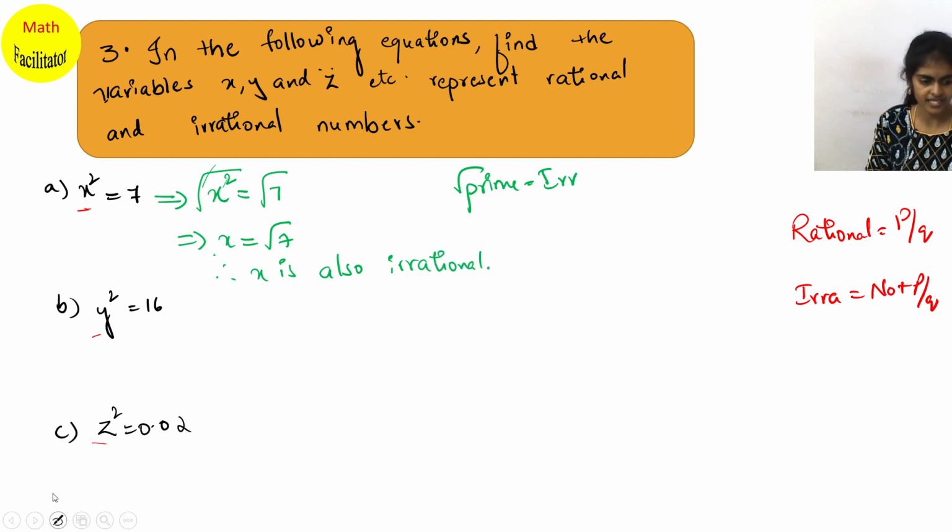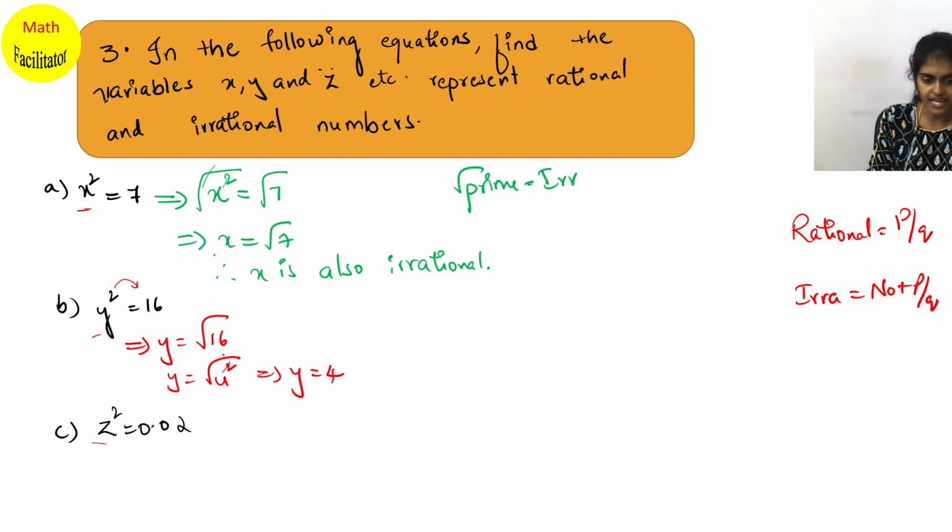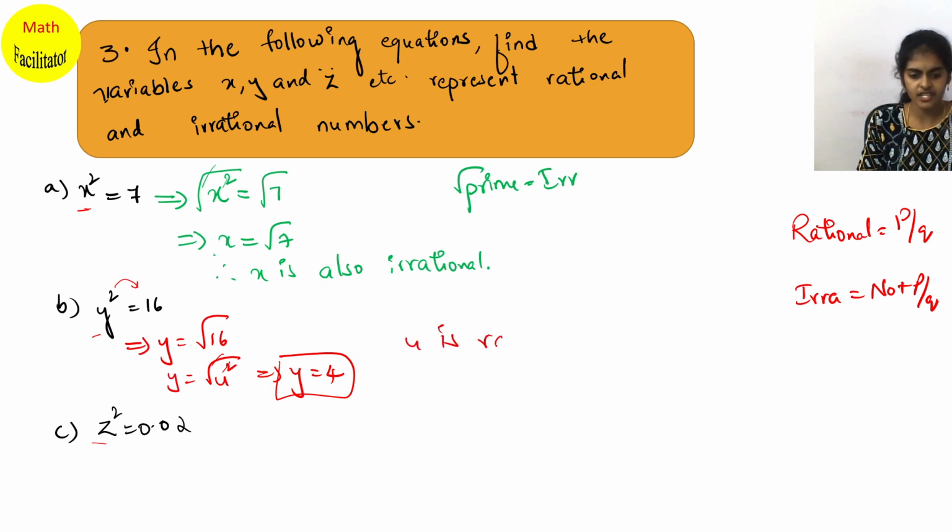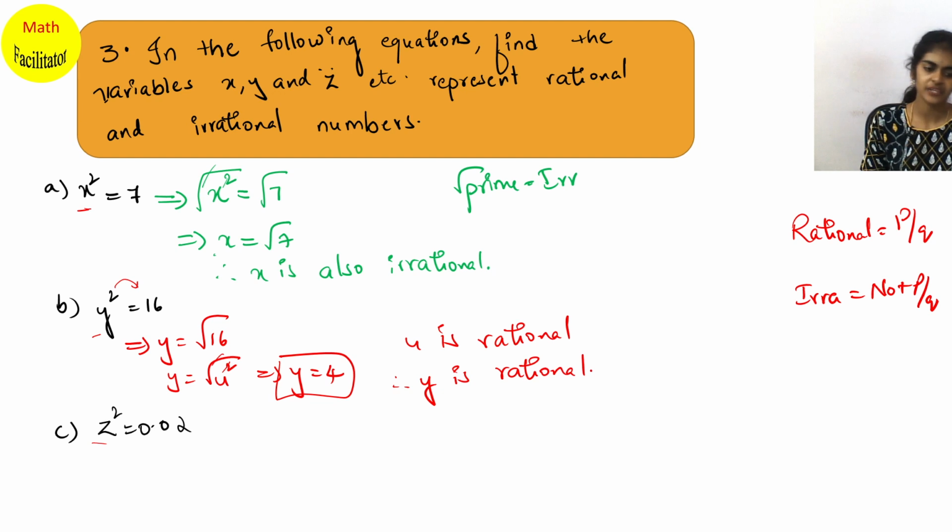Y square equal to 16. So what is y? Y is nothing but root 16; similar to this, take the square root on both sides. Or directly, if the square transposes to the other side, it becomes a square root. So y equals root 16, which is root of 4 square. The square root cancels, so y equals 4. Now 4 is a rational number. Therefore, y is also a rational number. See the next question.